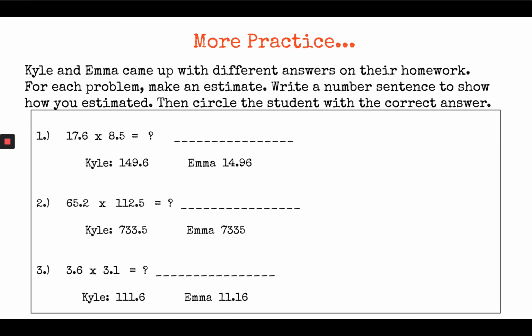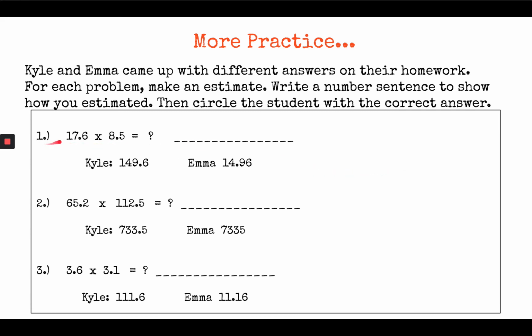Kyle and Emma came up with different answers on their homework. For each problem, make an estimate. Write a number sentence to show how you estimated, then circle the student with the correct answer. Okay? Now, you're not going to circle it. I'll show you what you're going to do. But let's take a look.